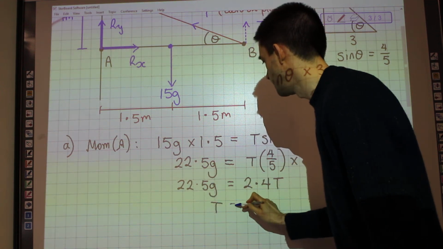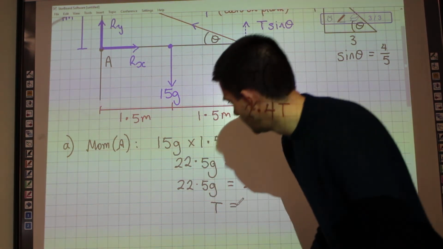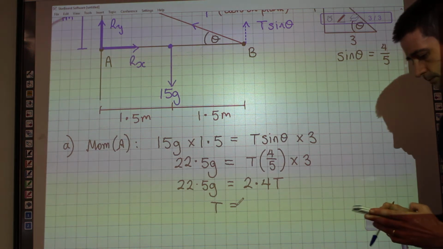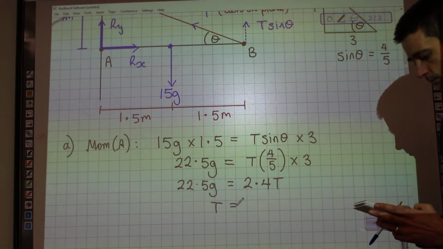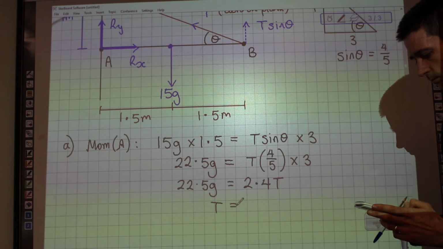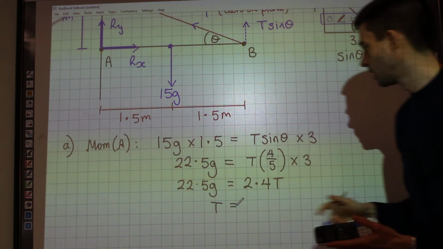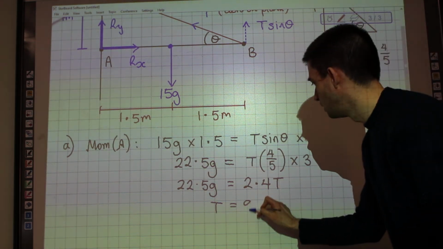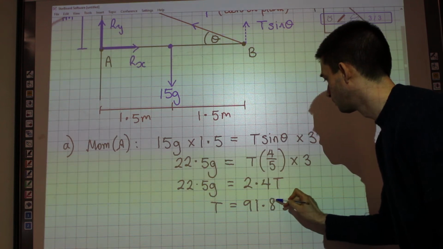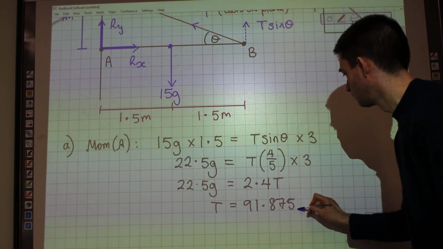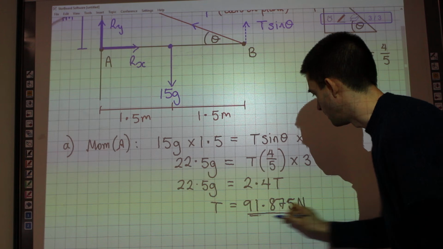So if I divide 22.5g by 2.4, I get my tension to be 91.875 newtons.